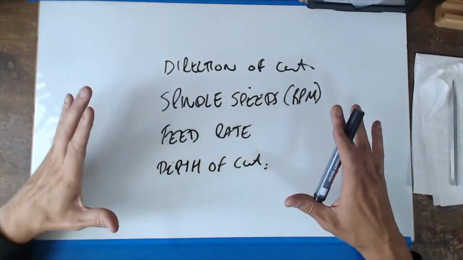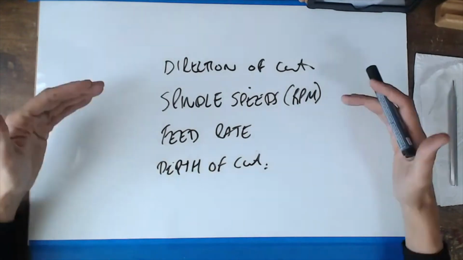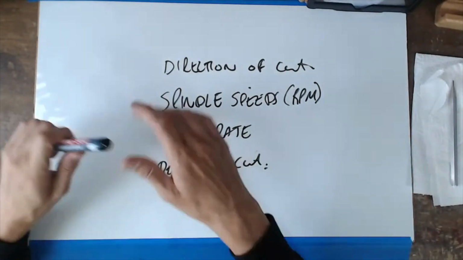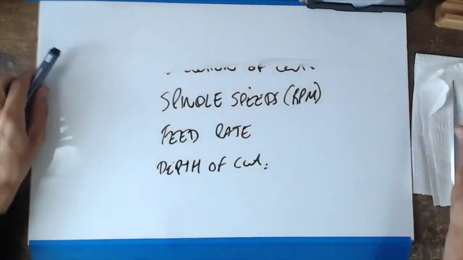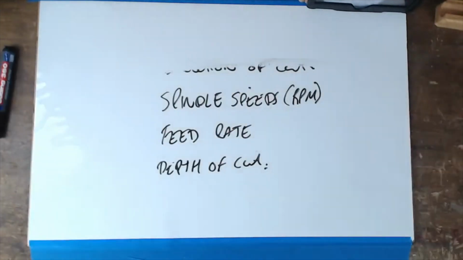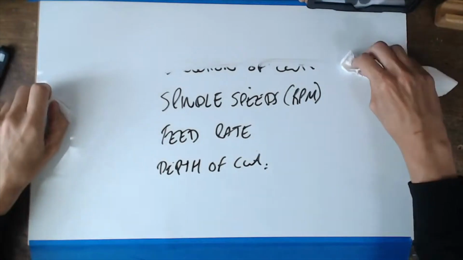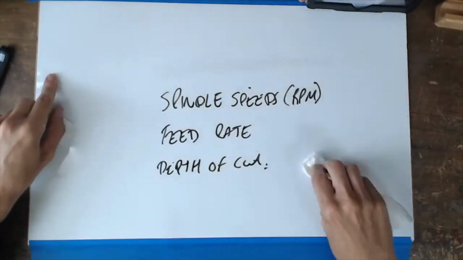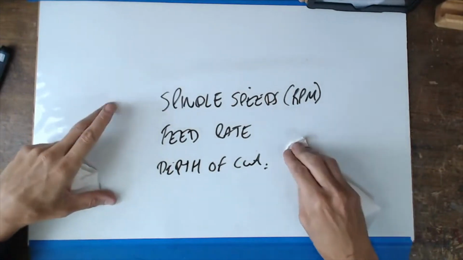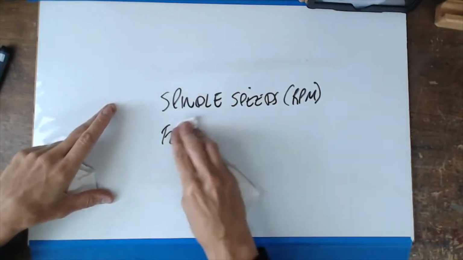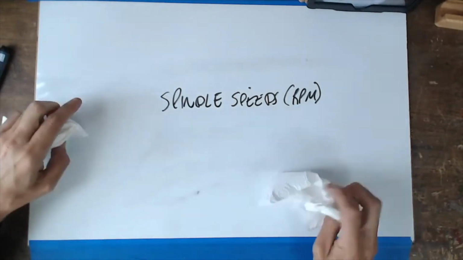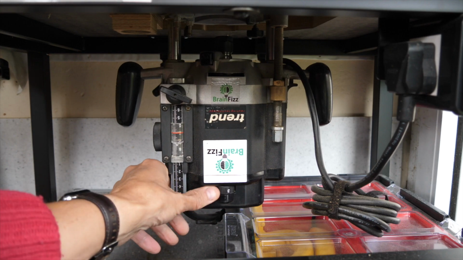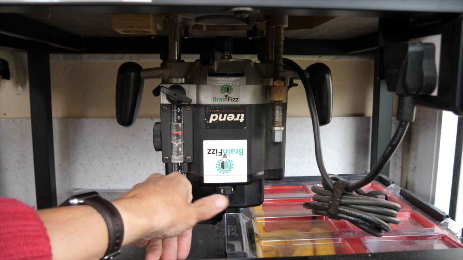Every time you pick up a router and start butchering wood with it, you should be thinking about and understanding these four things. So all we're going to worry about today is our spindle speed. Now, these bottom two, feed rate and depth of cut, are linked, so they will feature a separate video. So we're going to be talking purely about motor RPM and spindle speed.